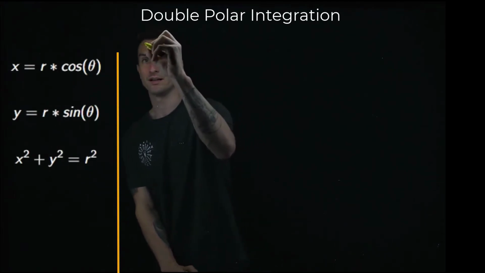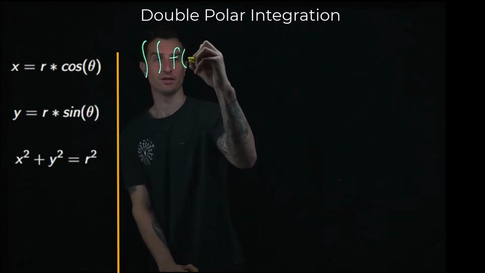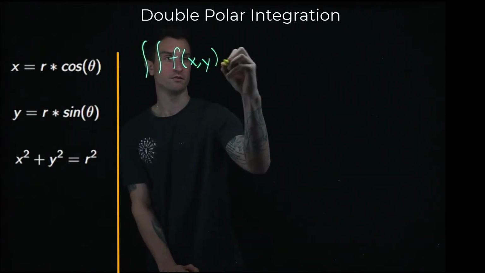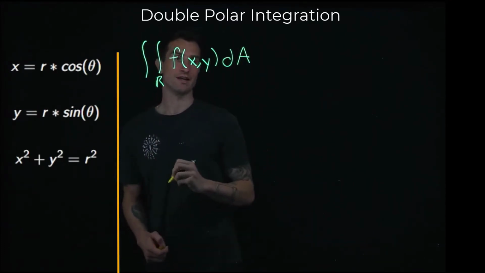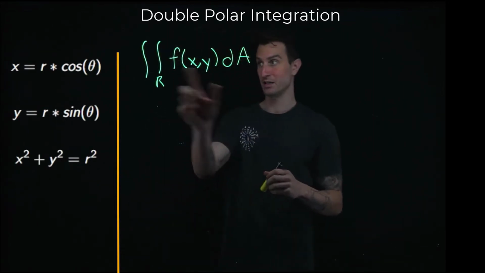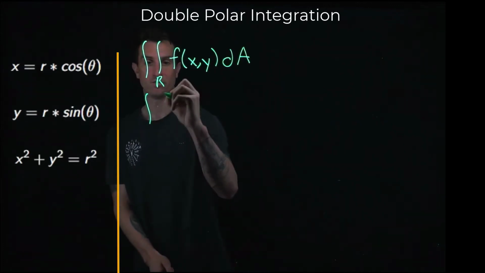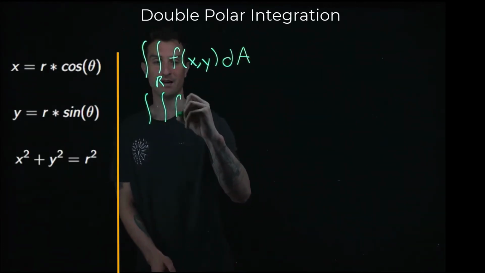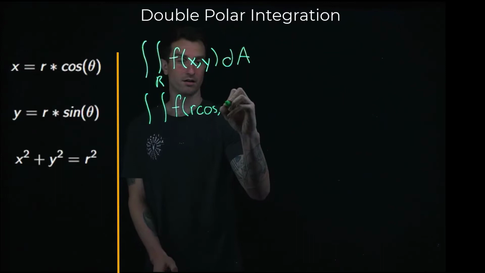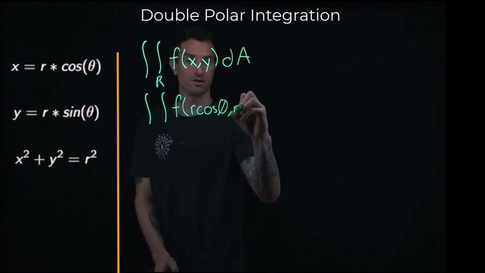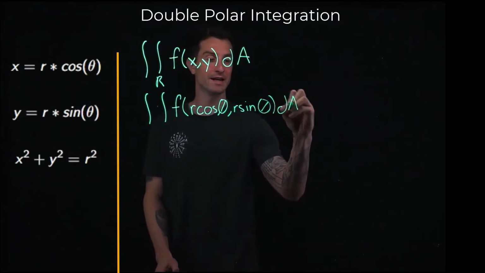We have Cartesian coordinates first, so we'll write this as the double integral of f of x y dA over some region. Now what we want to do is switch this to polar. So we know what x and y are equal to based on our polar coordinates. So this is going to be over some region. We're going to leave this for a second, but f is going to be instead r cosine of theta, r sine of theta, and we'll still leave this as dA for right now.